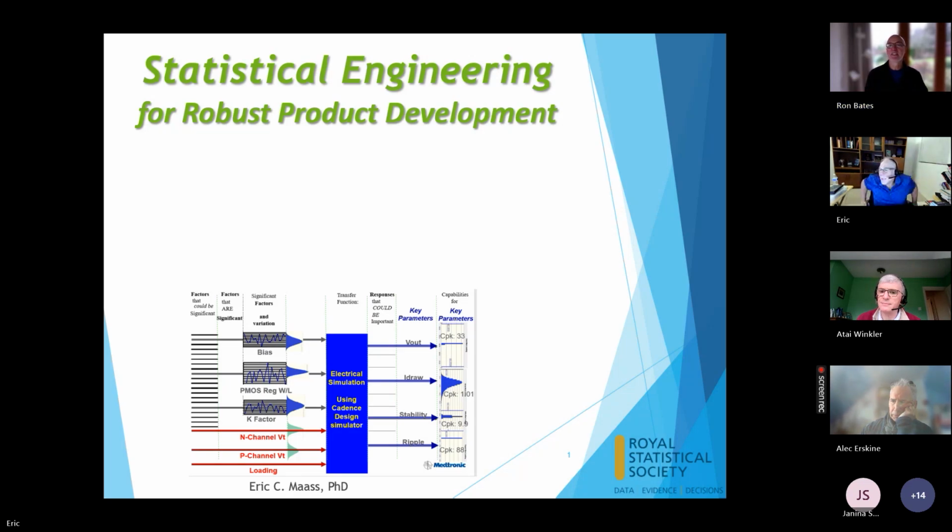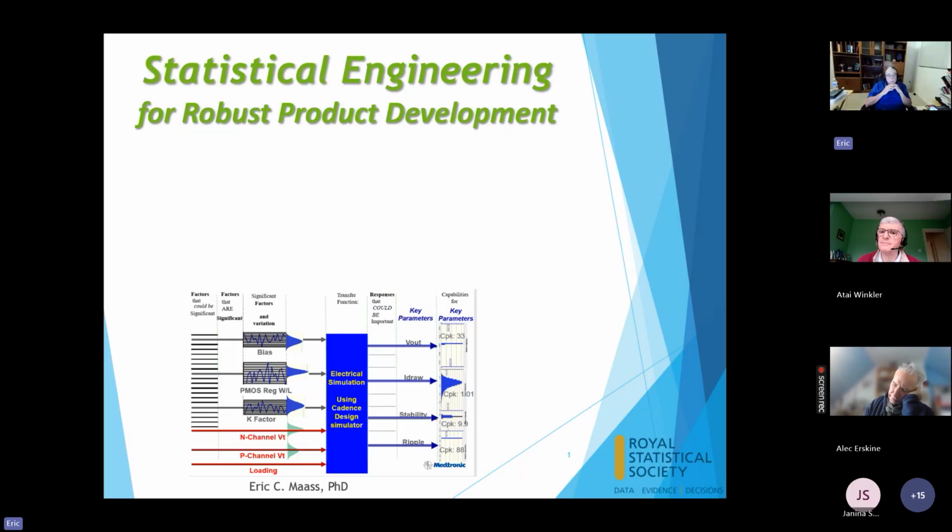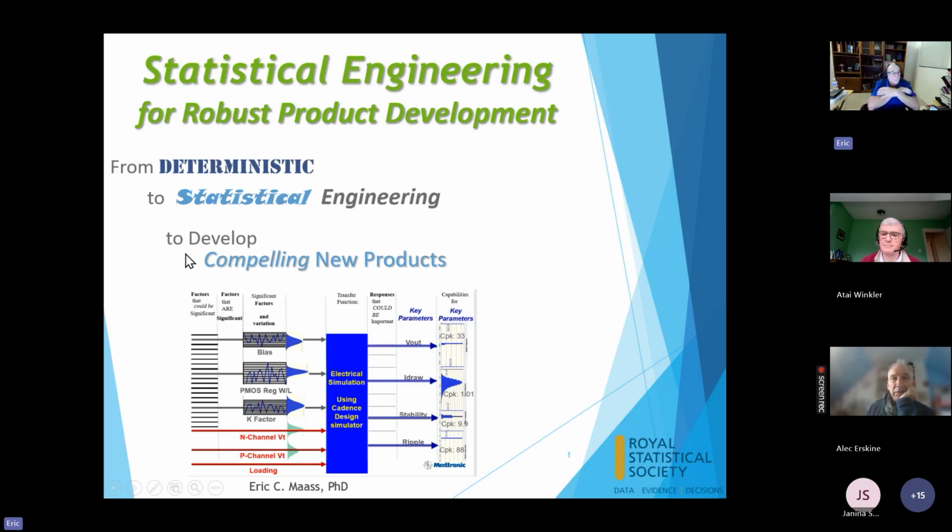Thank you, Eric. Okay, thank you, Ron. Welcome, everyone. Okay, so yes, the Special Interest Group, Statistical Engineering. The title of this talk is Statistical Engineering for a Robust Product Development. I put an image at the bottom of the screen. That image will make a little bit more sense later on. It'll actually be within one of my slides later on. I also gave this talk a little bit of a subtitle: Going from deterministic to statistical engineering, there's our title, Statistical Engineering, to develop compelling new products. And hopefully you'll find some of these examples rather interesting and compelling.